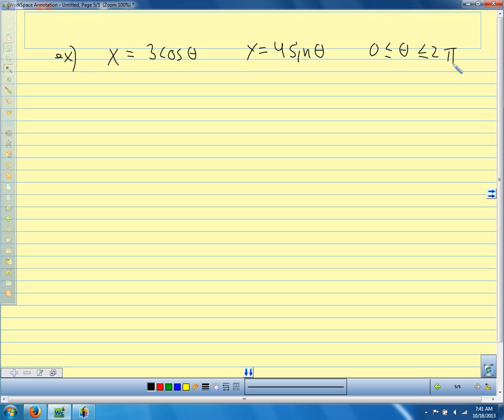So here's my hint on these. Whenever you see a sine and a cosine with the x and the y, think of your Pythagorean identity in trigonometry. So I'm going to say x over 3 equals cosine theta. y over 4 equals sine theta. What's always true about sine theta and cosine theta? Sine squared theta plus cosine squared theta equals 1.